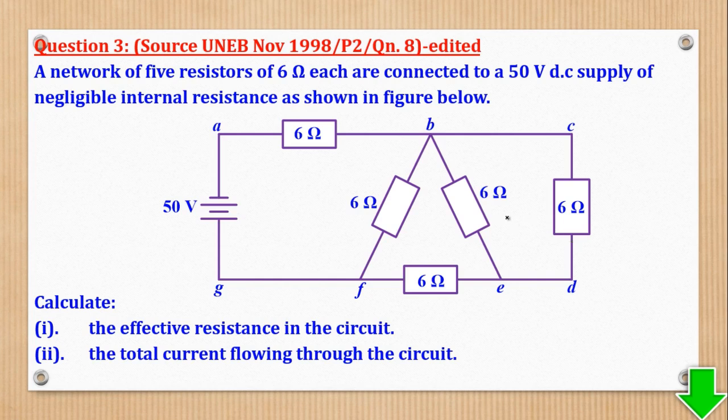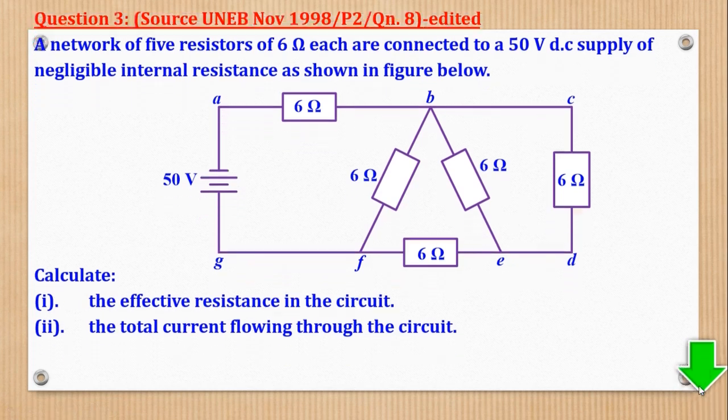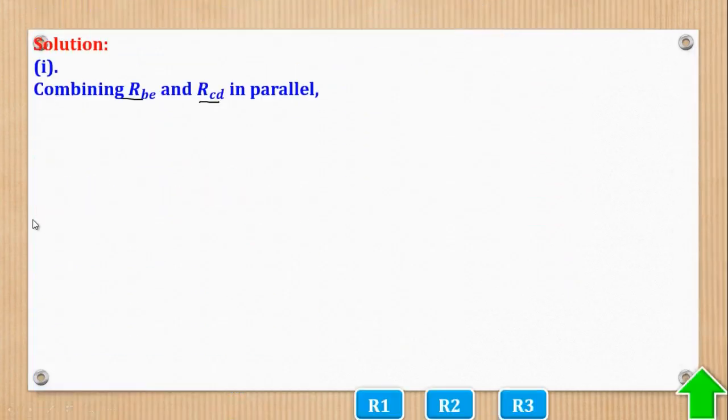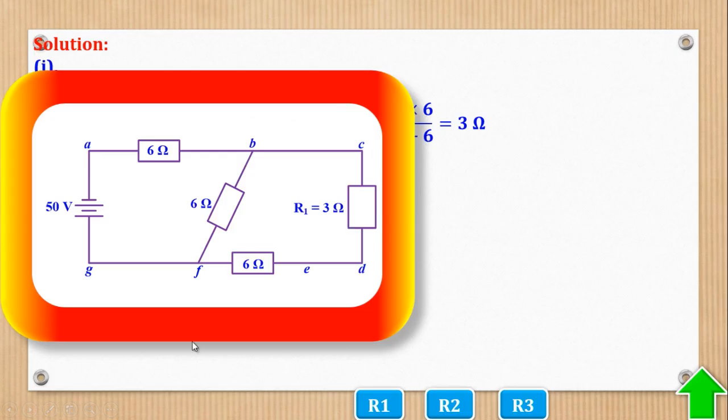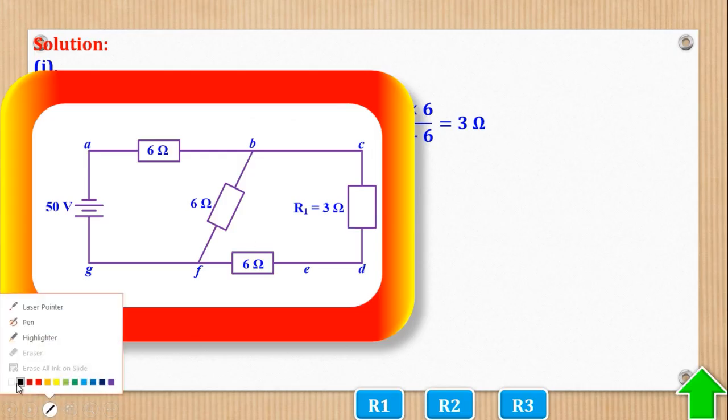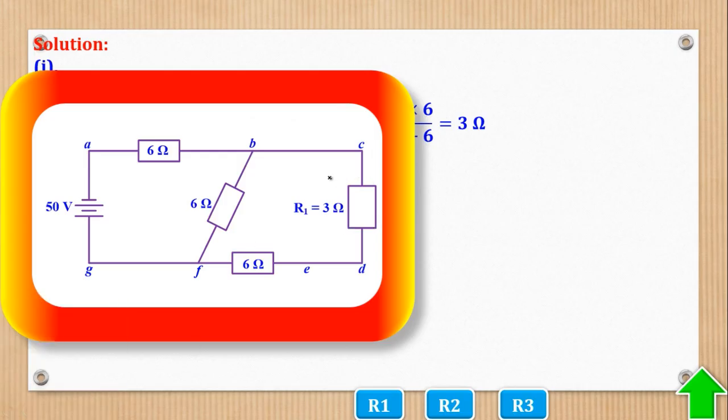When I combine the two, because they're in parallel and there are two, we shall use the special case of product over sum to come up with 3 ohm as the effective combined resistance of these two resistors. Now when I combine the two, I'll come up with this, because that means that the resistors which were here have been combined into one resistor, and that is a 3 ohm resistor.